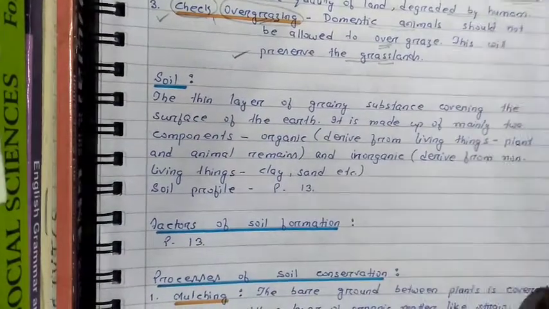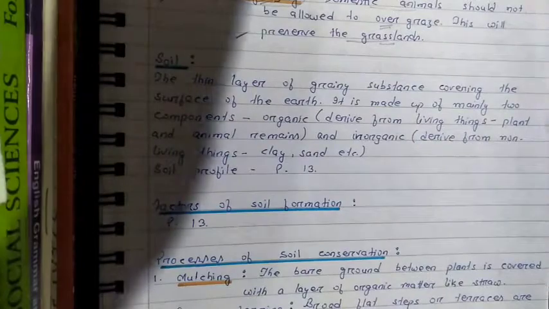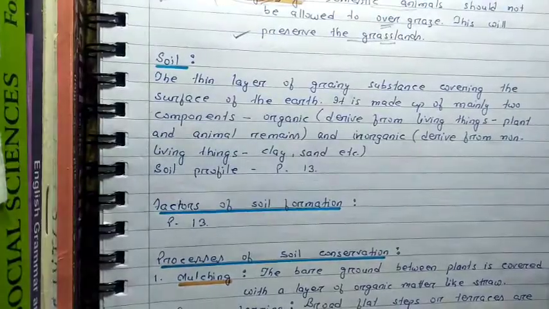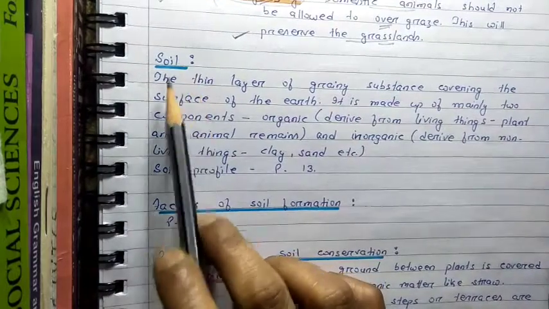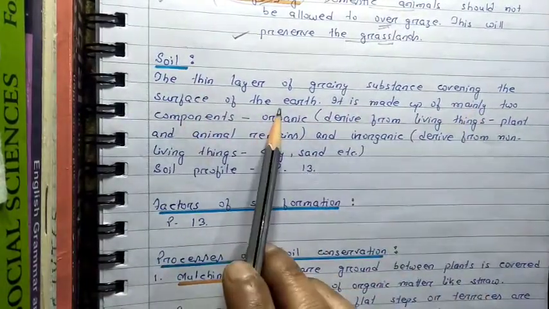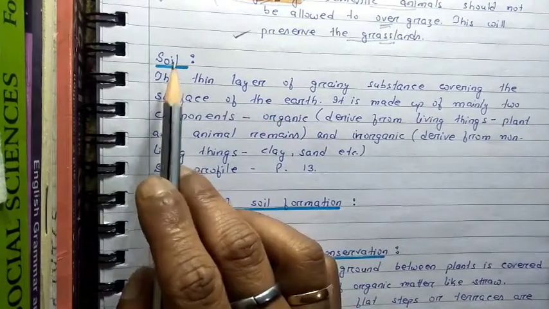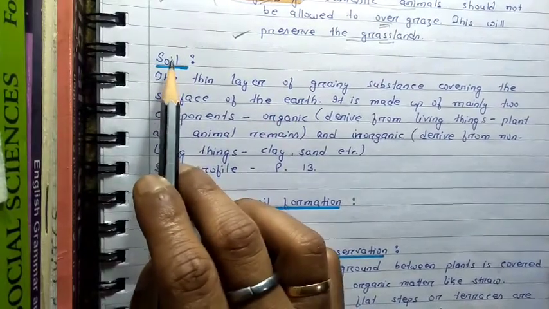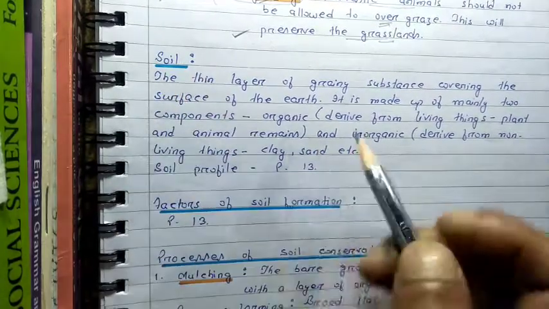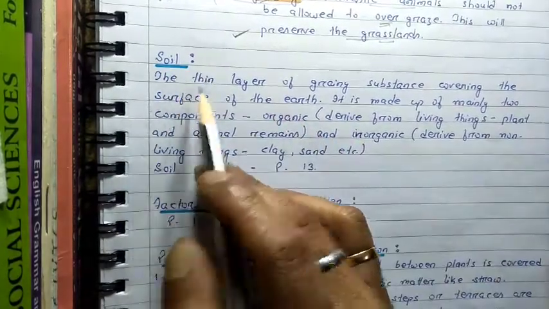Well, the next point that we are going to study is soil. Soil is the thin layer of grainy substance covering the surface of the earth. About the soil, how it is formed, you already studied in class 7. Still, I am going to give you a little bit of information about how it is formed.